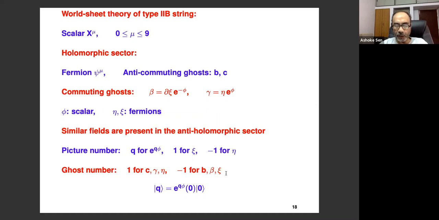And for the anti-holomorphic sector, it's the same assignment. So for example, the picture number for e to the q phi bar will still be q. For xi bar and eta bar, it will still be 1 and -1. And similarly for the ghost number, c bar, for example, will still carry ghost number 1. So the details are not important, but I may refer back to some of these later.